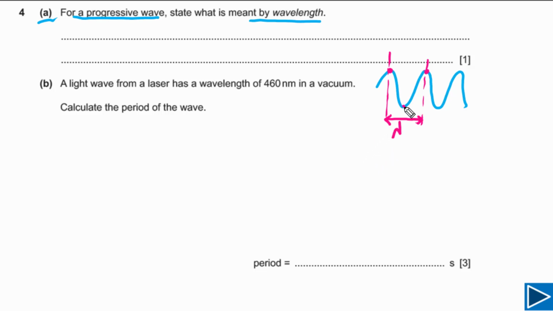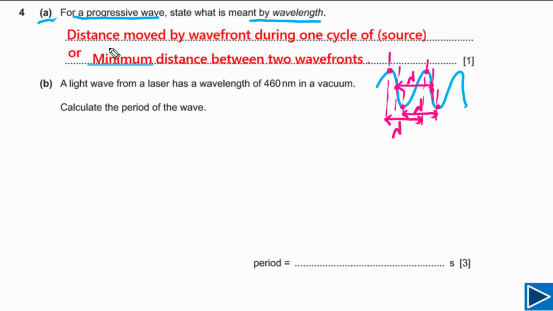We can also take any other 2 points which are in phase. Let's say if we take these 2 points, the particles at these 2 points will always oscillate in phase. So the minimum distance between these 2 points is equal to 1 wavelength. We can also take any other 2 points. Let's say we take this point on the wave and this point, so particles at these 2 points will also oscillate in phase. So the minimum distance between these 2 points is also equal to 1 lambda. This is how we can define wavelength, and this is how you can write down your proper answer for this question.